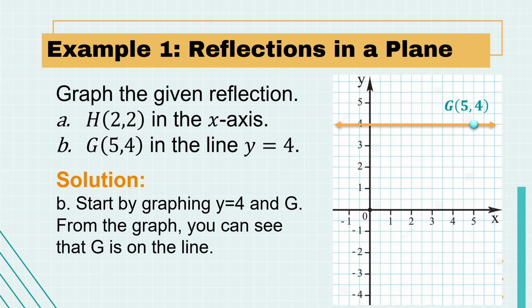Since point G lies exactly on the line of reflection, it will not move. Therefore, G is equal to G prime. This follows the second property of reflection. Points on the line of reflection remain fixed.